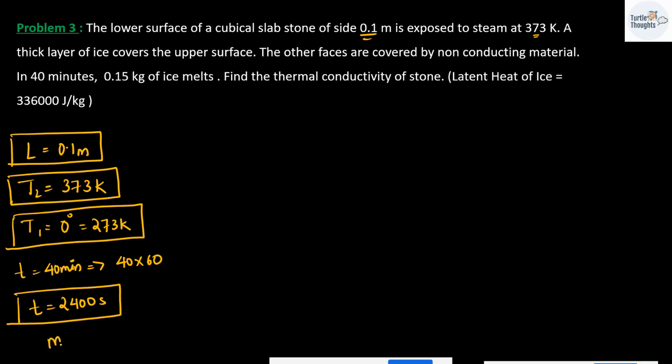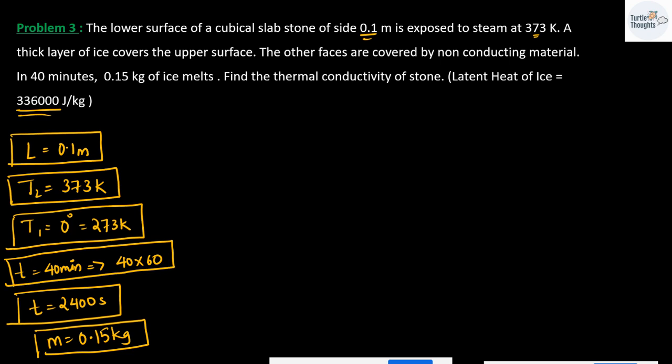M is given, the mass. It is in kgs, so I need not change anything. I can keep it as it is. Also, the latent heat of ice is given in the question itself, so I will not be making a note of the same. Everything other than that, whatever is given in the question, all the data I have taken. What I need to find out is the thermal conductivity.